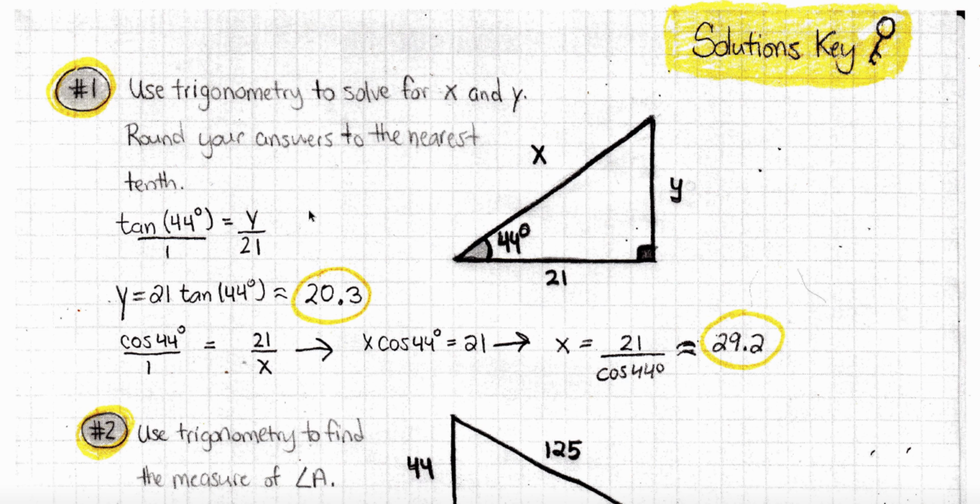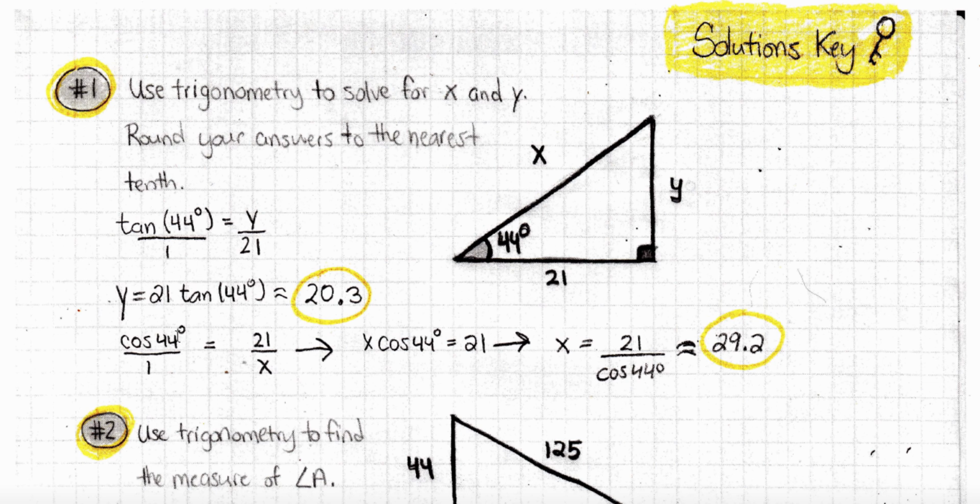Remember, when we set up a trig function, we always place it over 1 to create a proportion so that we can use cross multiplication. So y is equal to 21 times the tangent of 44. Plugging this into the calculator and then rounding to the nearest tenth gives us 20.3.